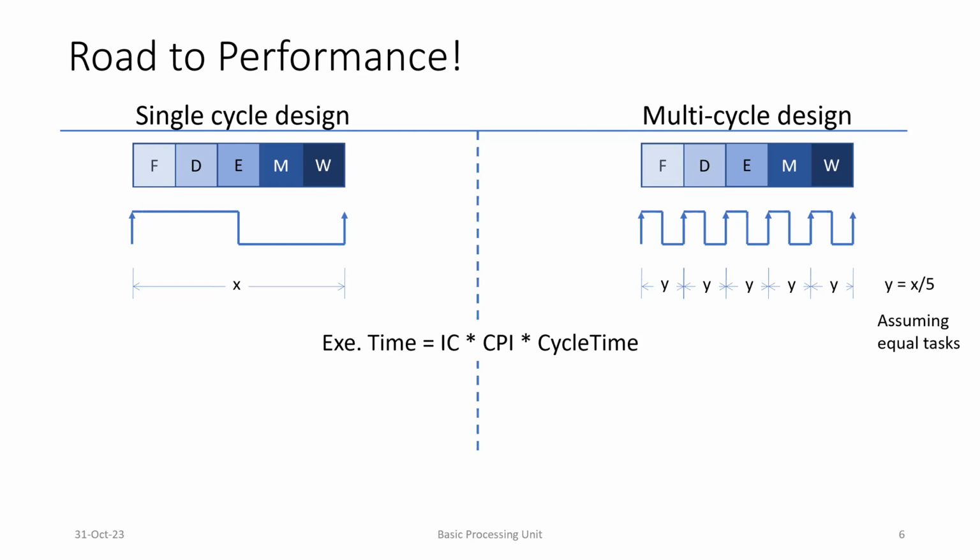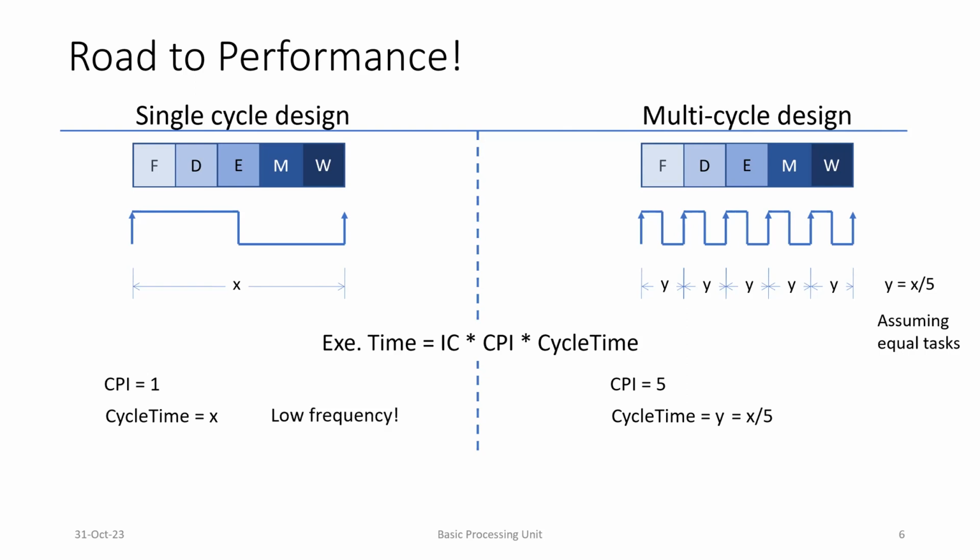But does it actually reflect in performance improvement of the program? There is a catch here, which is the CPI. Here, the cycles per instruction for the single cycle design, as the name says, is 1, right? And the cycle time that we consider is X. But on the multi-cycle front, the cycles per instruction is 5 now. 5 cycles of Y cycle time each, right?